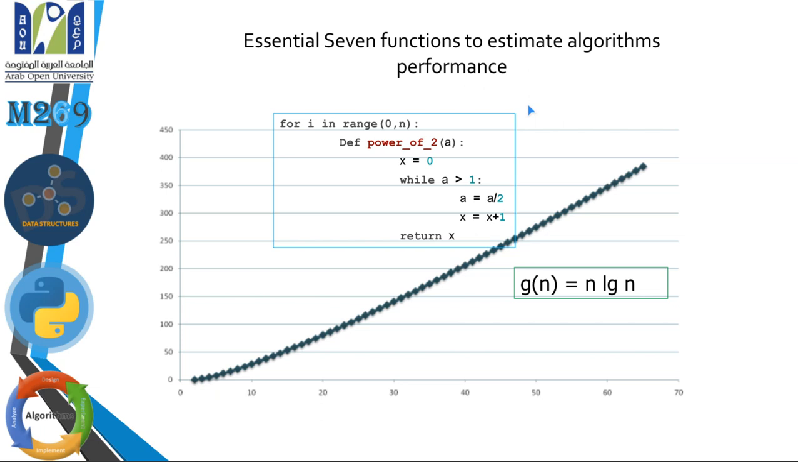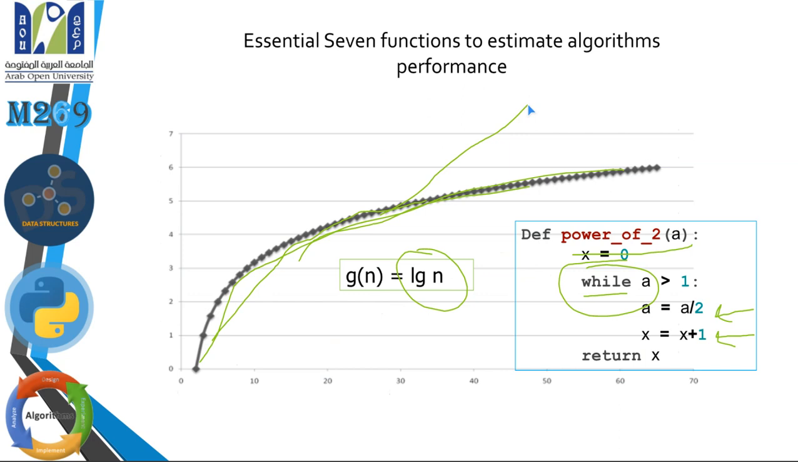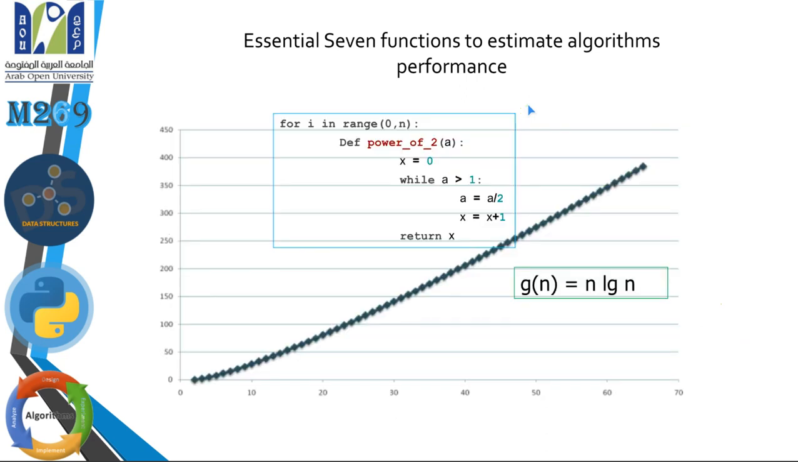Here we have n log n. Actually it looks like the opposite. See, this is how log n looks. The n log n will change the curve; it is closer to the n.